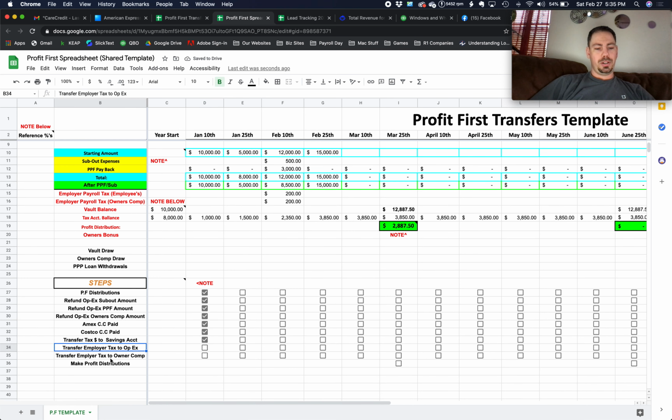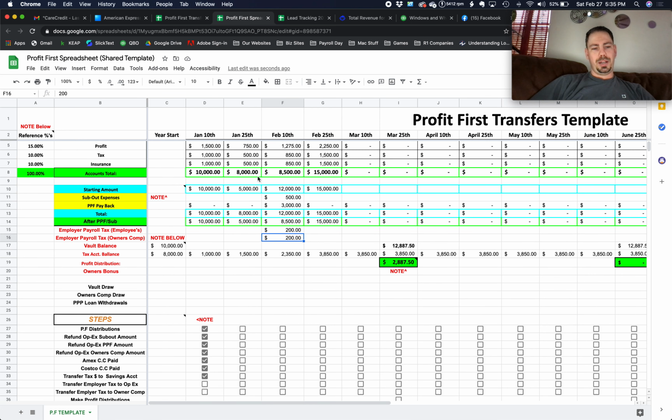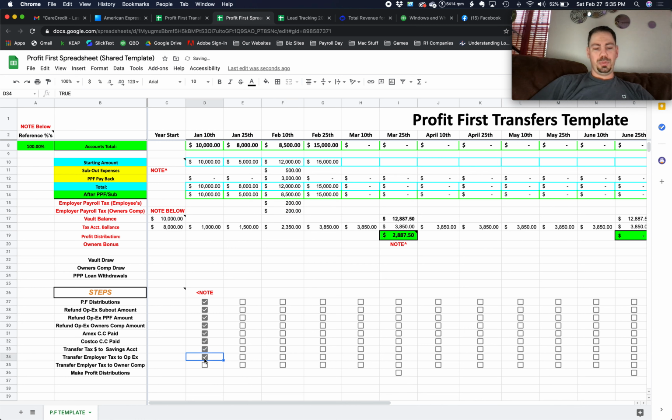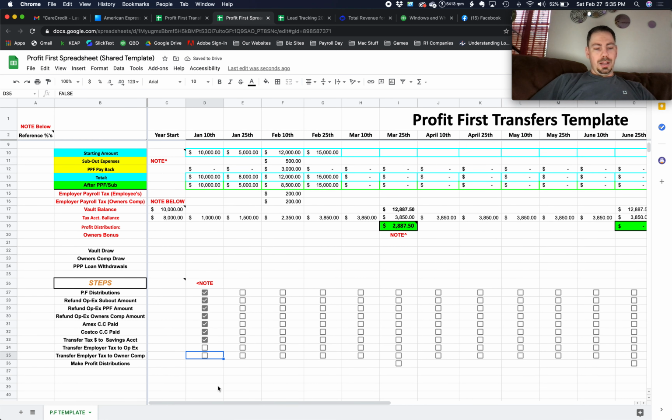Transfer employer tax to OPEX. So that's what I was talking about back up here. It's basically saying take the tax money that was spent on payroll, pull that amount from your tax account and refund the OPEX account. I have this as an every 2 weeks checkbox, but I really only do it quarterly. That's just how I do it. You guys can do it however you want.